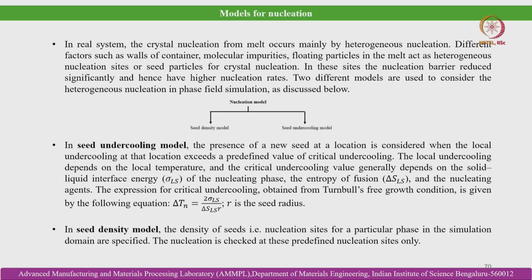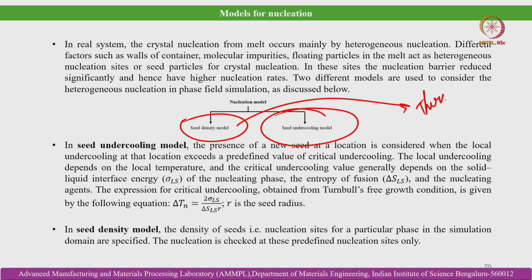Two different models are used to consider heterogeneous nucleation in phase field simulation, as discussed below. So, nucleation model: there are two kinds of nucleation models implemented in the present phase field model, the seed density based model and the seed undercooling model. The primary difference between these two models is that in the seed density model, we already assume that there are a certain number of seed particles or nuclei already present in the solidifying liquid melt.